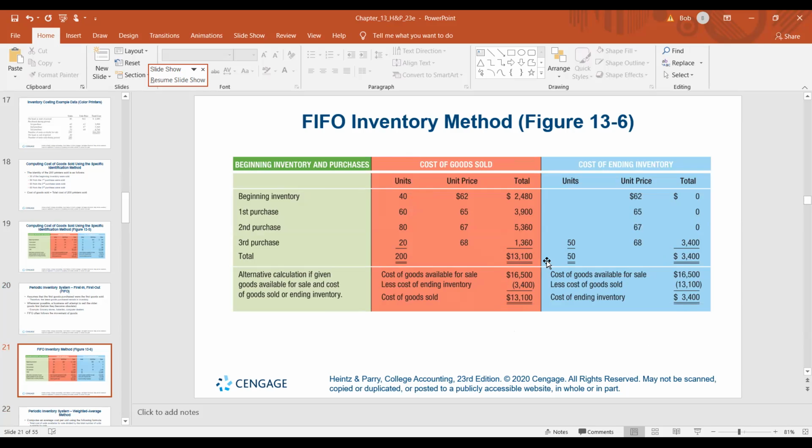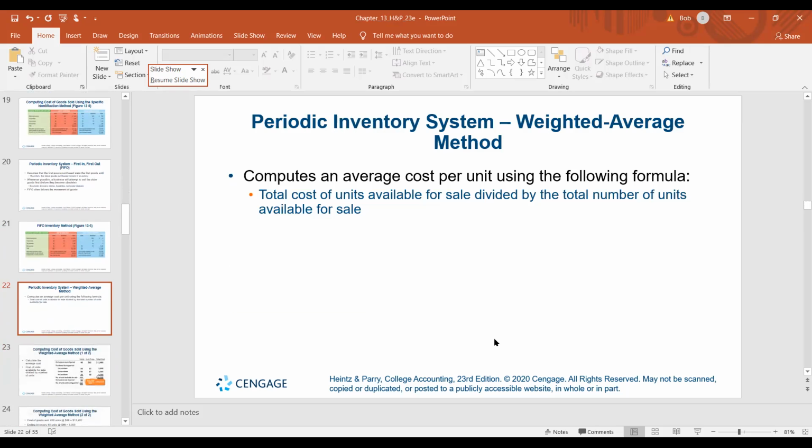So they had 50 left in the inventory. Well, you sold 200 and you only had 250 available. So it would have been pretty easy just to go 50 times 68. And then you got both numbers that quickly. Okay. Look for the smaller number. Do either the cost of goods sold or what's in the ending inventory.